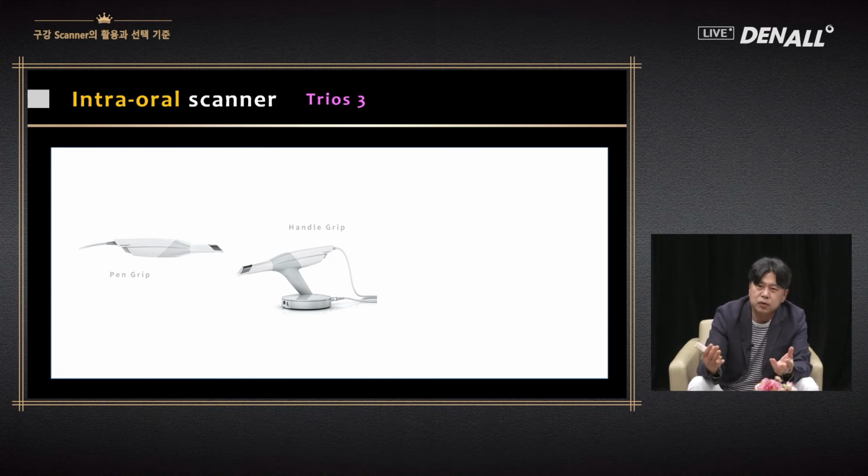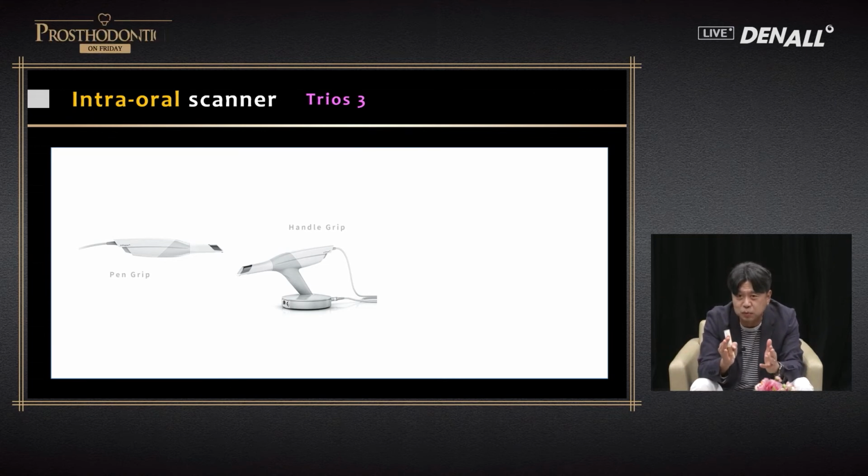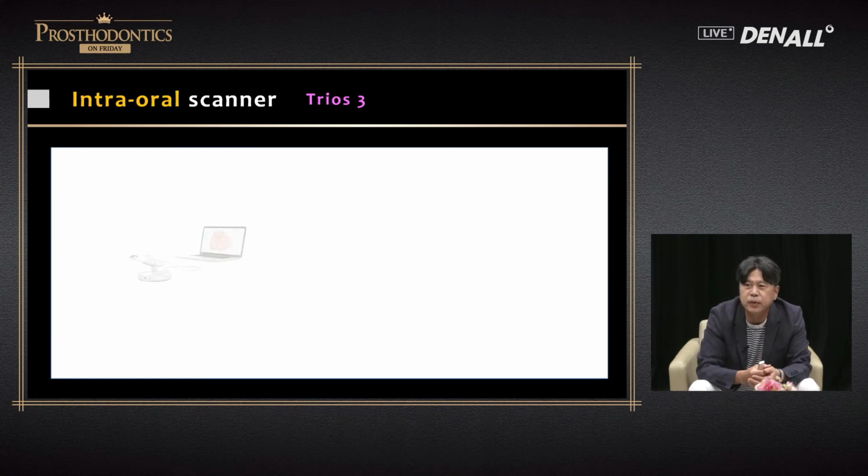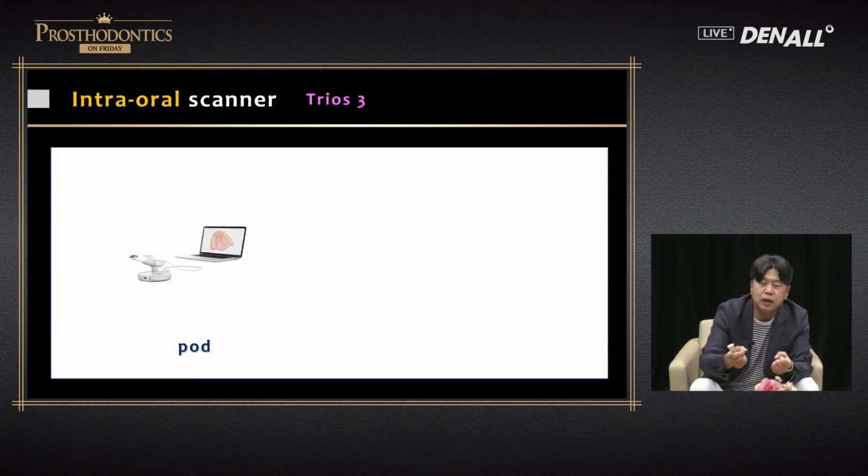I said 3Shape has a variety of intraoral scanners. You can see different shapes. One is pen type, and the other one is a handle grip with a gun-like shape. And on the right-hand side, the upper one is the wired scanner, and below you see the wireless scanner. I believe wireless is very attractive in terms of the configuration.